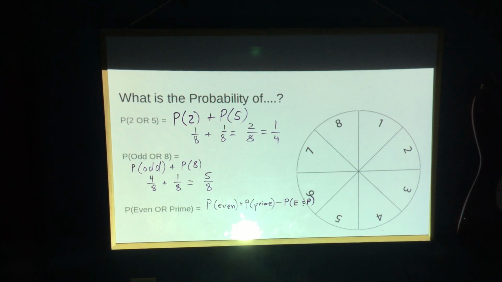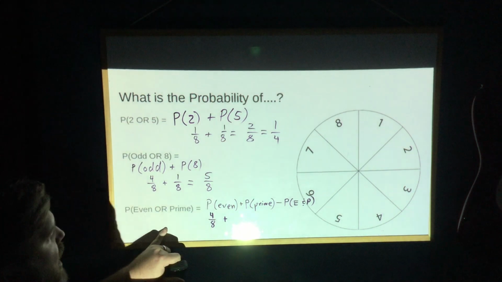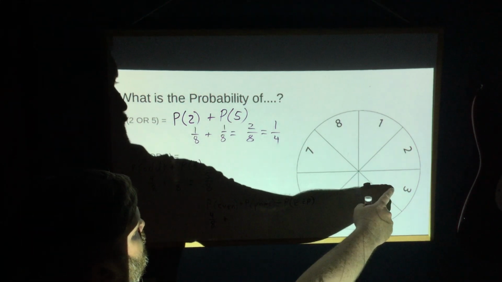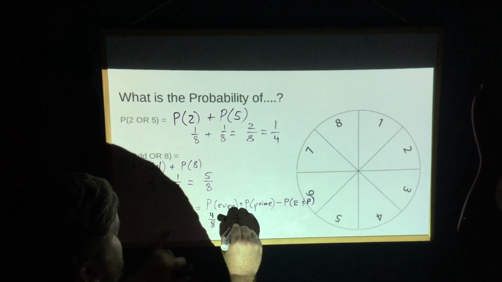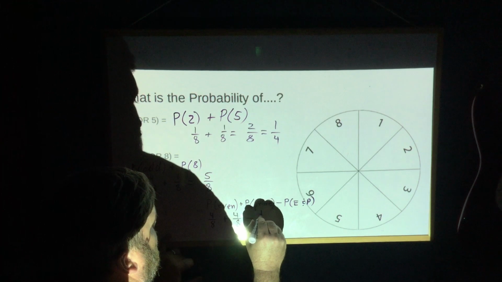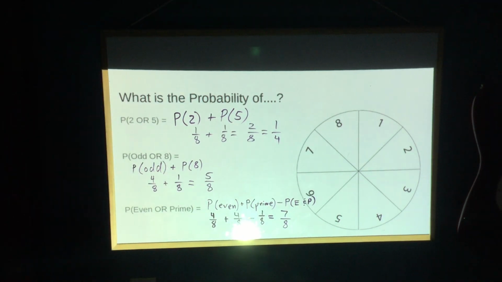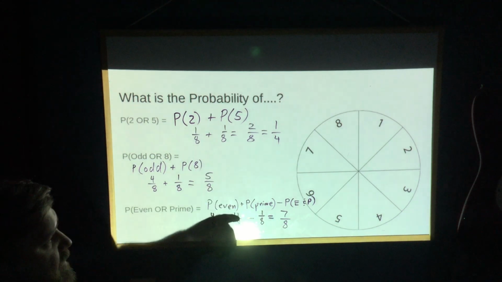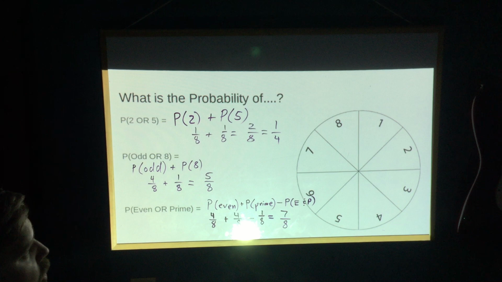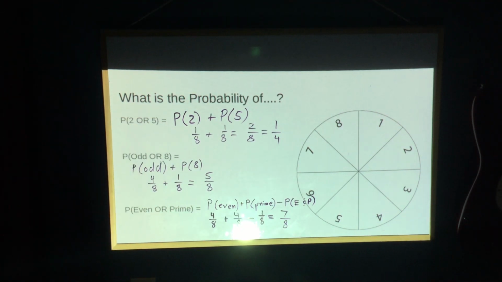So the probability that it's even, well, that's 1, 2, 3, 4. That's 4 out of 8. The probability that it's prime, 1, 2, 3, 4. That's also 4 out of 8. Minus the probability that it's both even and prime. Well, that only happens once. That's 1 out of 8. 4 plus 4 is 8, minus 1, 7 out of 8. So, if you spin this, 7 out of 8 times, it'll either land on an even number or a prime number. Our only exception is 1, because it's odd and it's not prime. That's the only way you don't win, if you want to think of it that way.